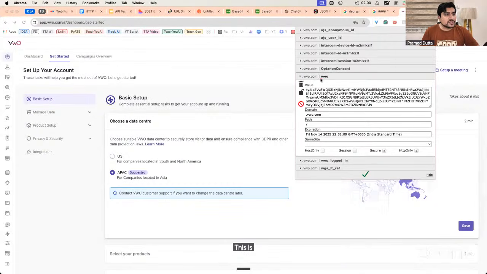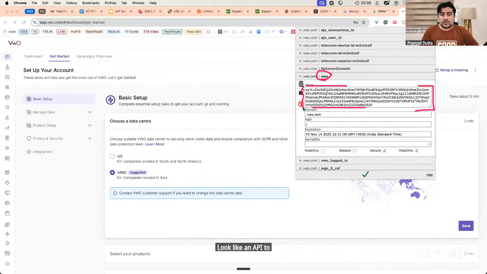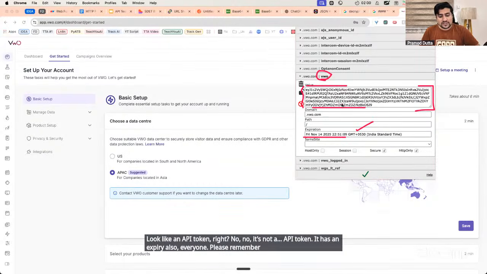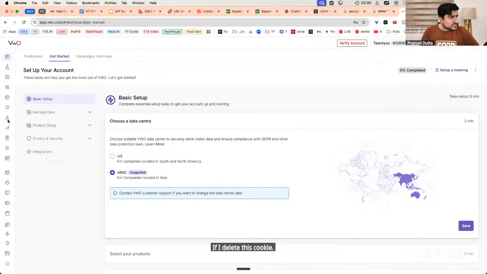This is the cookie, which is basically an assigned key-value pair. Someone asks: sir, this cookie looks like an API token, right? No, it's not an API token. It has an expiry also, everyone. Please remember. Now, if I delete this cookie, I am allowed to navigate anywhere, because I have a cookie. Everyone agree?